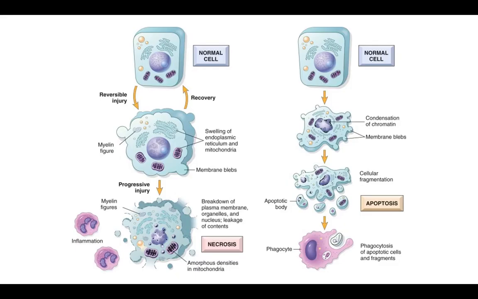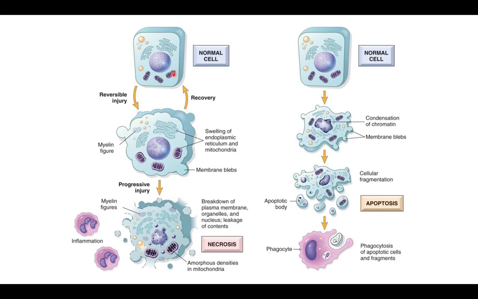So this picture is from your text. This is from Robbins, and we can kind of see what this is going to look like. So in a normal cell here, this is a normal cell in homeostasis. Now, if you have some sort of injury, and at first it's not too severe, it's just a mild injury, it's reversible. Some of the things you're going to see are cellular swelling and these membrane blebs, but the membrane is still overall intact, so all of this is still reversible. So this could reverse, and the cell could recover and go back to homeostasis.